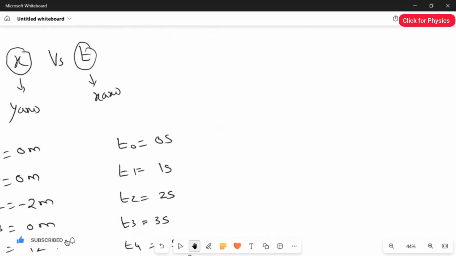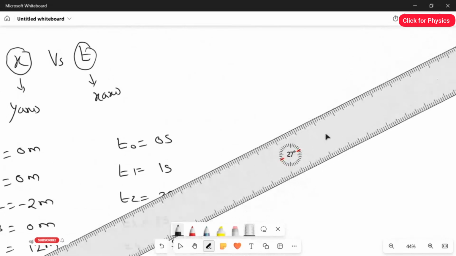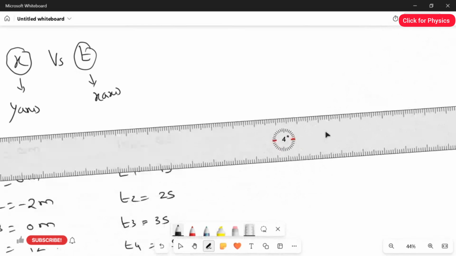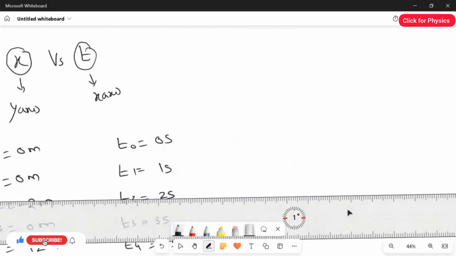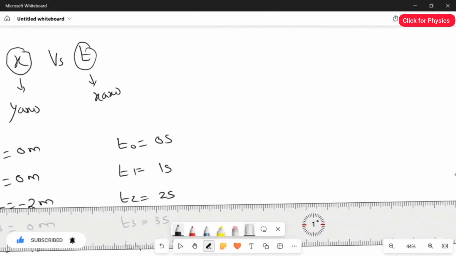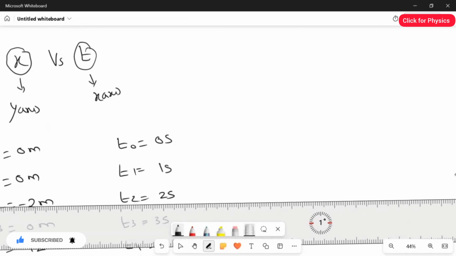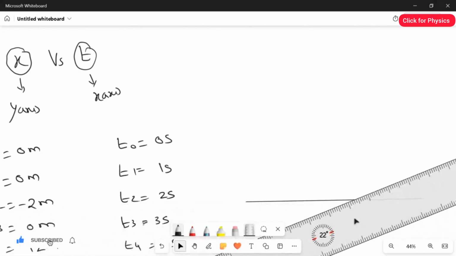Now by using these values, I have to draw the graph. Let's draw the graph first. I need a ruler for fixing the values of x-axis and y-axis. By that we can easily show the answer. Clear? So I am going to use the ruler here for drawing the line for x-axis. The line for x-axis, and then I have to draw the line for y-axis.